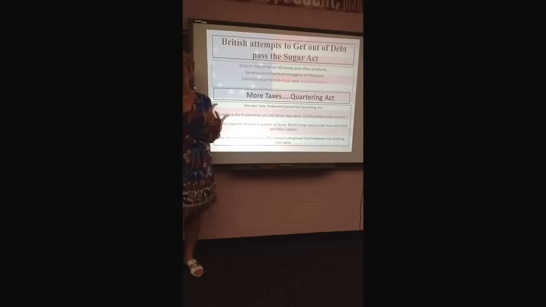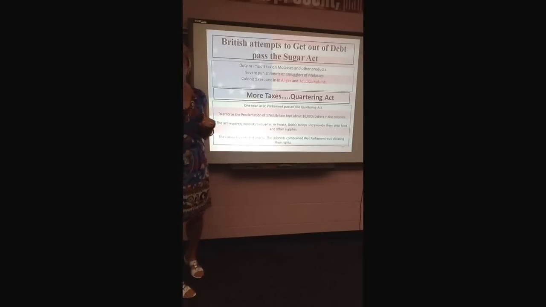And the king said, well, everybody likes their sugar, and everybody uses molasses for cooking and all these other things. It's a great way for me to get a lot of money. It'll be taxed when it goes to the colonies, and then they're paying for the war, and it's all good. There were severe punishments if you tried to smuggle it in.